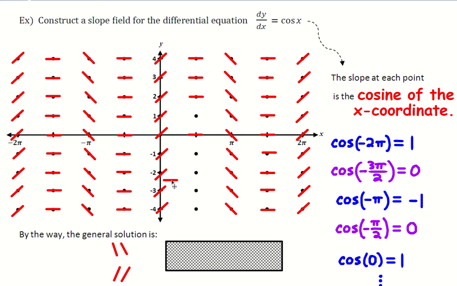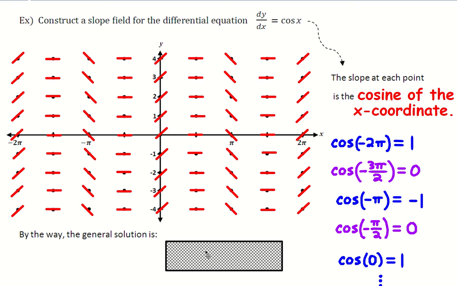Come on, buddy. Come on, buddy. Oh my goodness. Let's get these out of here. Holy moly, what a slope field, man.